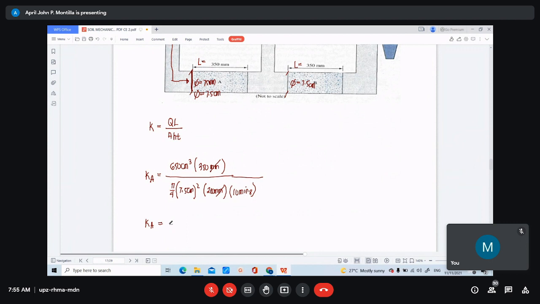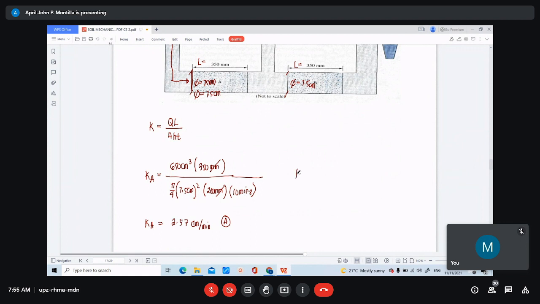Parang mali. Parehas pa sa iba? Tama? Mali po pala, sir. Or 2 point something? 2.57. 2.57 centimeter per minute. No? Store natin kay A.